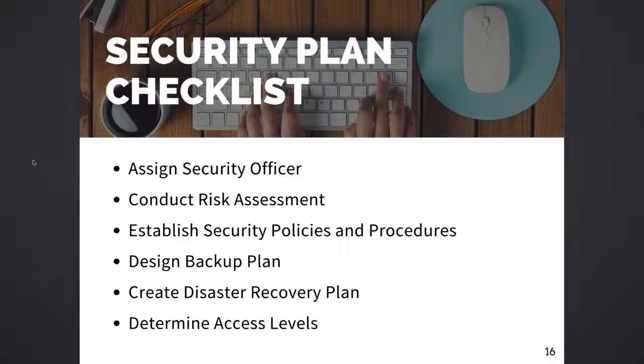Now, you need to conduct a risk assessment, and we talked about that in the privacy plan. It's very important in the security plan, because you're going to be looking at things like saying, okay, this is how we encrypt emails. This is how we're taking care of any kind of electronic data. So it's very, very important that you conduct a very thorough risk assessment.